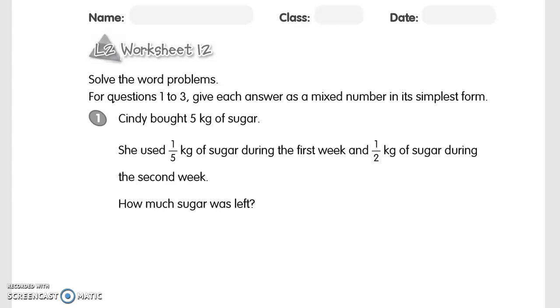Hi boys and girls, today we'll be doing the word problem for worksheet 12 on page 123.